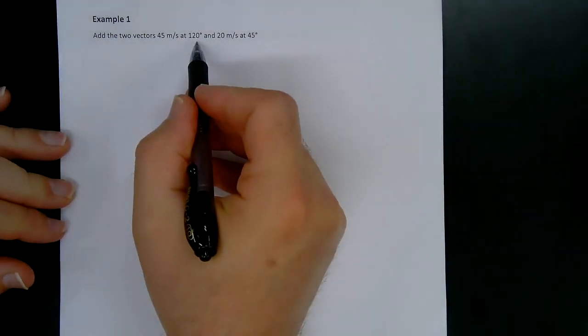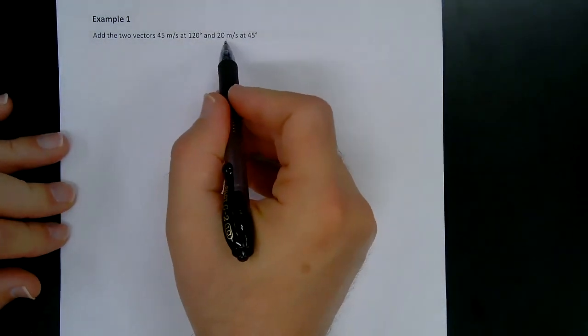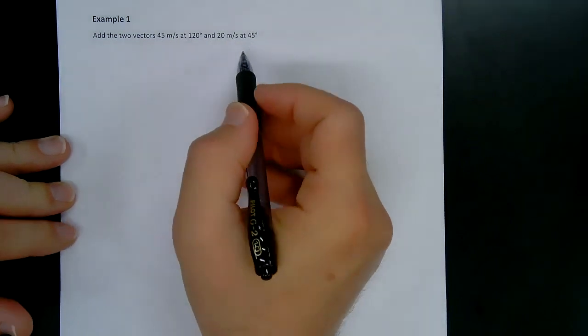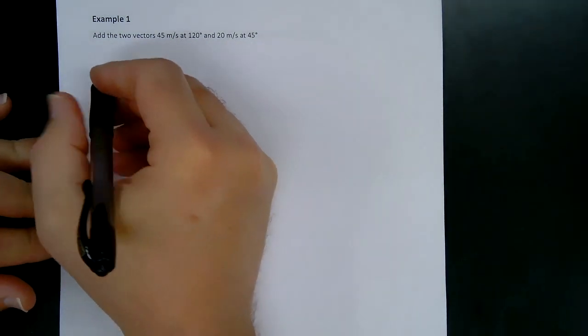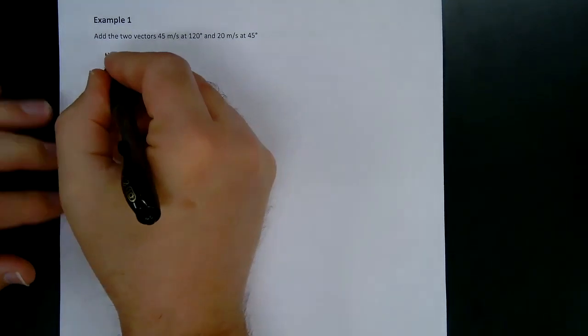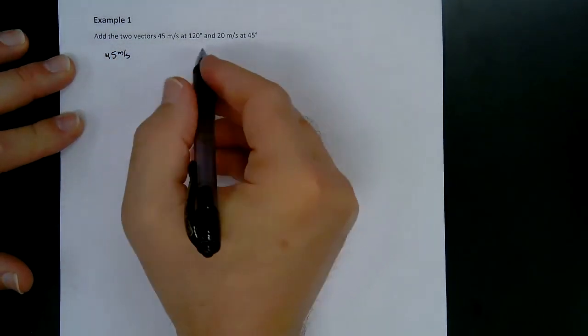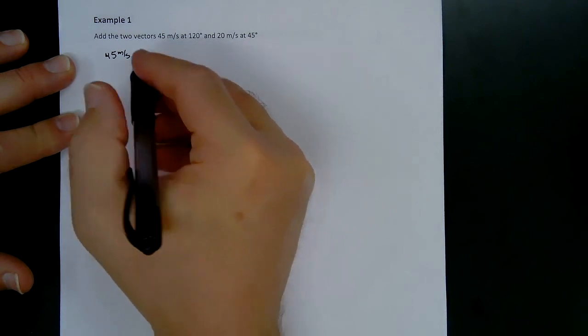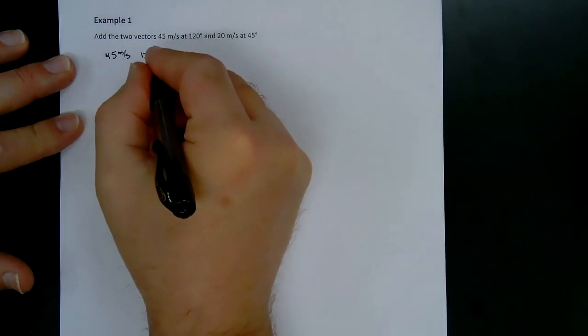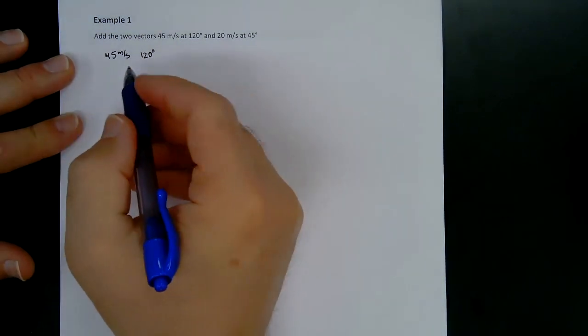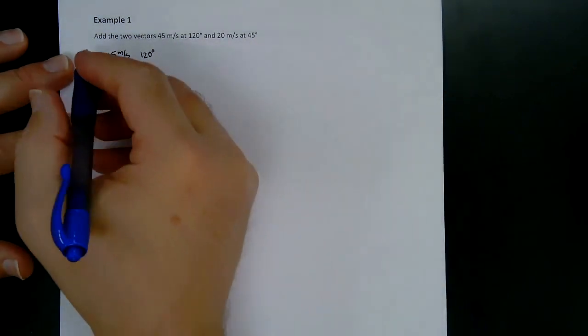All right, so we want to add the two vectors. One of them is 45 meters per second at a 120 degree angle, and the other vector is 20 meters per second at a 45 degree angle. Okay, so we're going to look at the 45 meters per second, okay, and at 120 degrees. All right, so what happens is, let's call this one u.